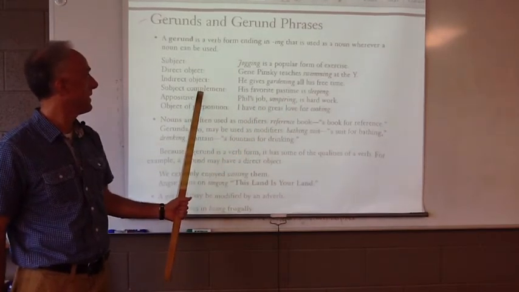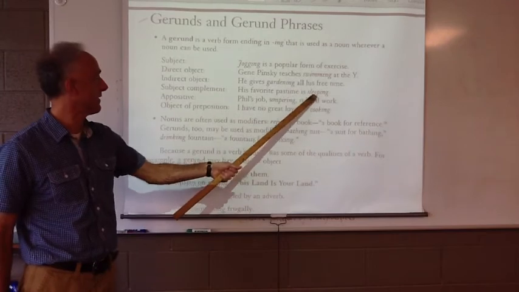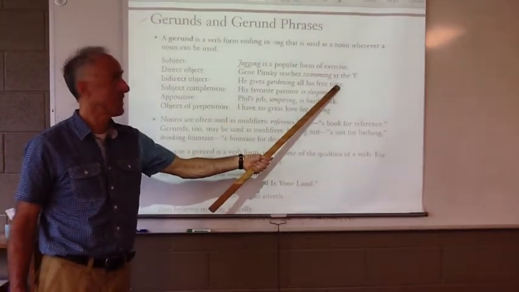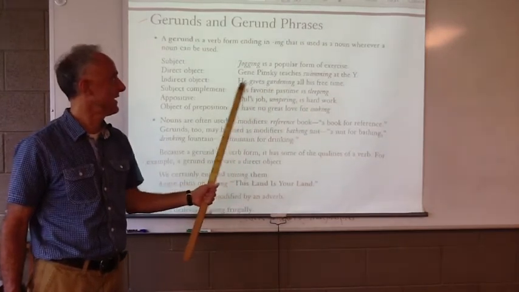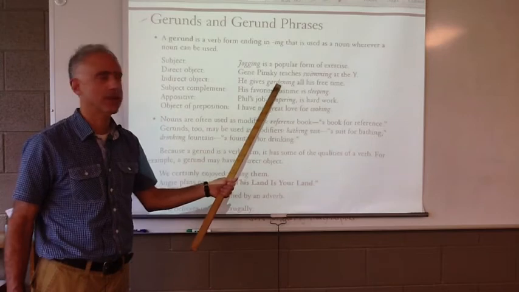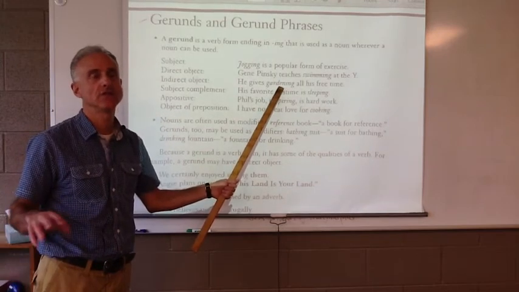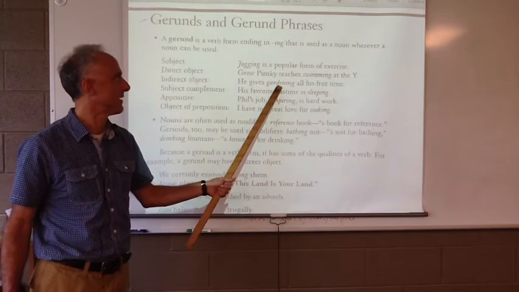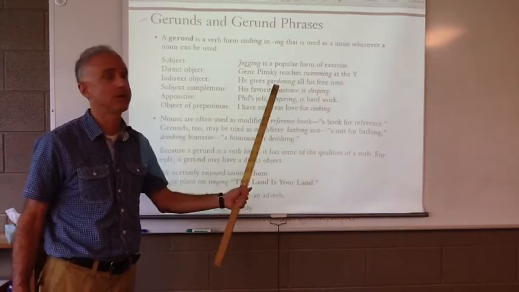It can be a predicate nominative following a linking verb. It can be an indirect object. He gives time. Time is a direct object. He gives gardening all his free time. Remember, an indirect object comes before the direct object, and it usually answers to or for something. He gives us all his free time to gardening.